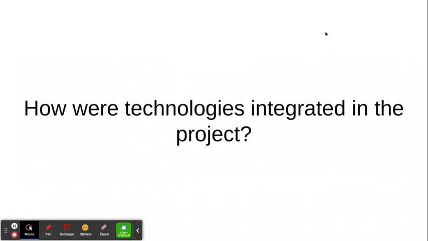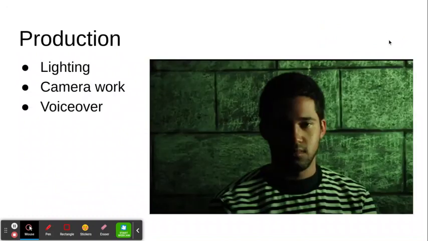We also incorporated technologies into the project, of course. In production, this is supposed to show an example of it. We got pretty creative with the lighting. I feel like that was a strong point of our film. We used pretty good lighting to convey a dramatic, gloomy tone that I mentioned earlier. We also got some decent camera shots, and we utilized that in our film.